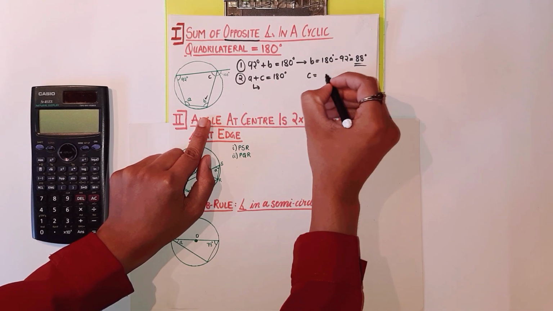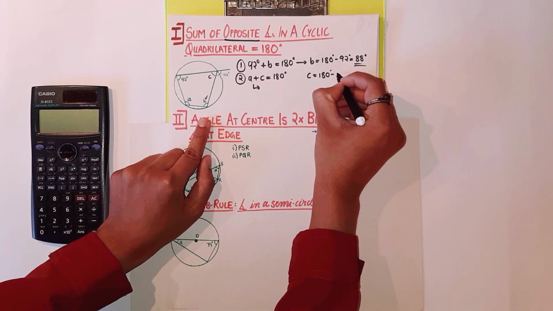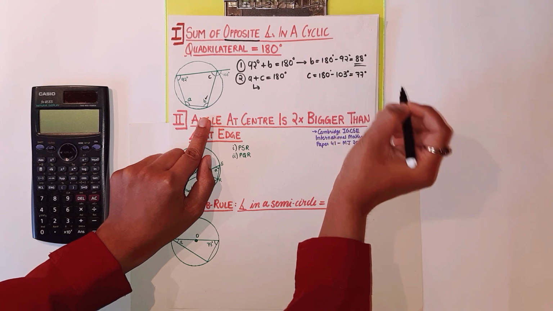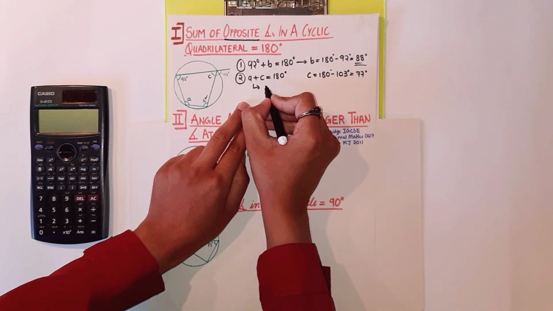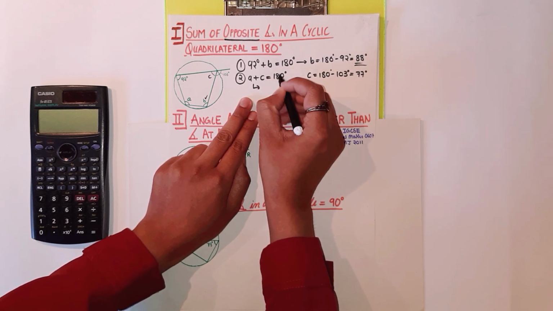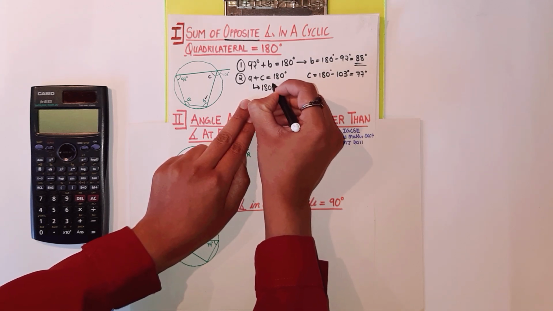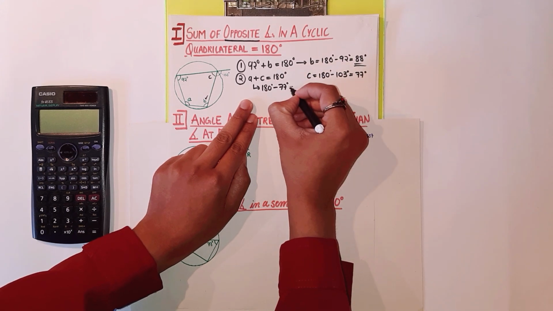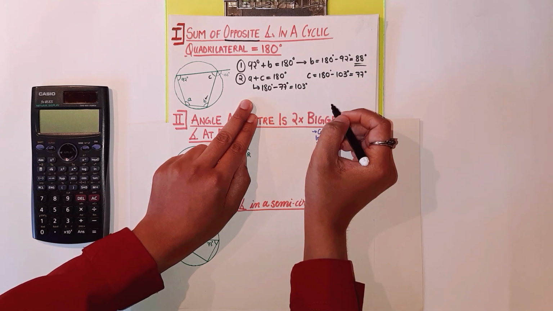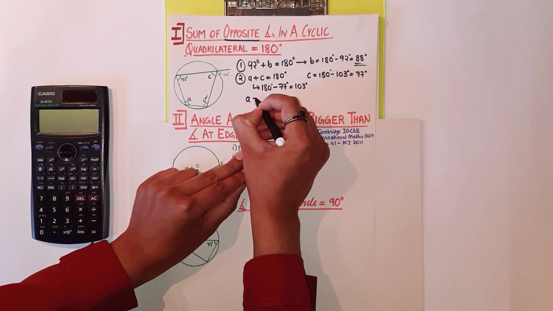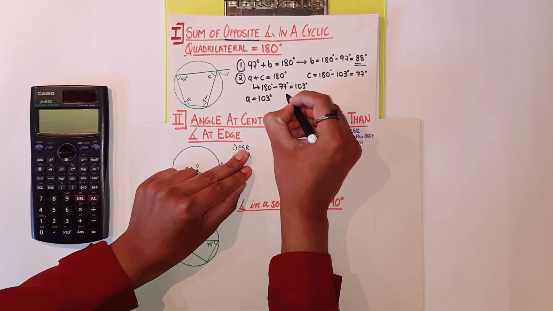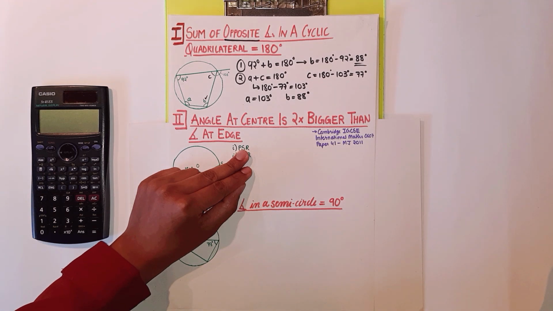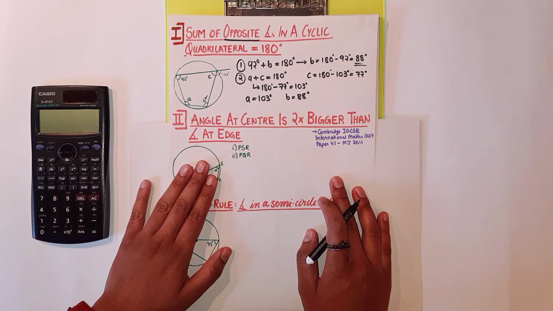Let's just calculate C really quickly. So that would be 180 degrees minus 103 degrees, and that would be 77 degrees, right? And we'll just put it over here, and I'll just rearrange it quickly. So that would be 180 degrees minus C, and C is 77 degrees, and that would give us 103 degrees. So, final answer, we have A is equal to 103 degrees, and we have B is equal to 88 degrees. Good, so that was the first rule, and now let's move on to the second one.